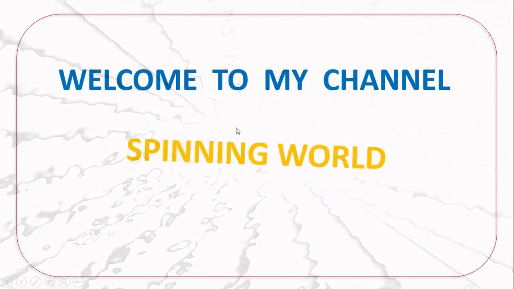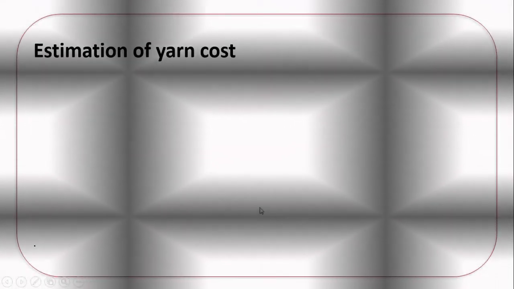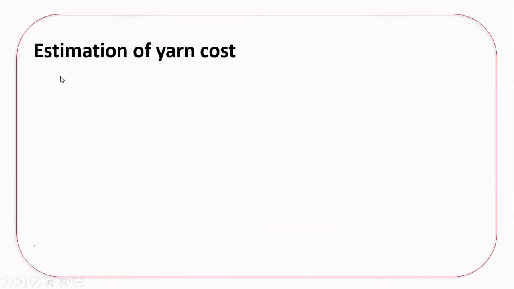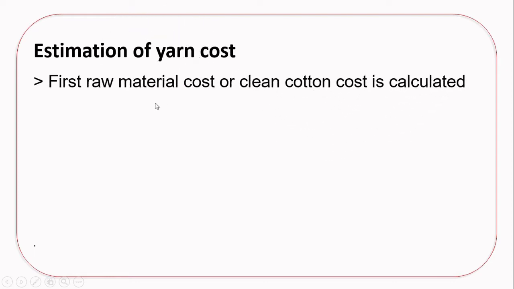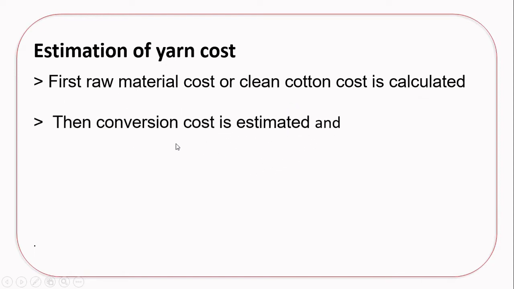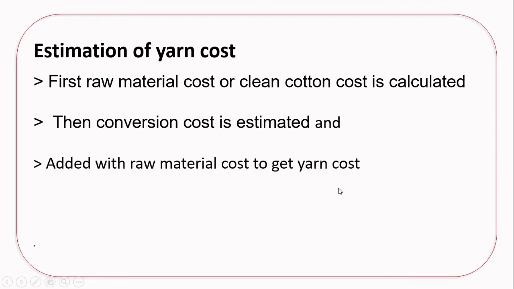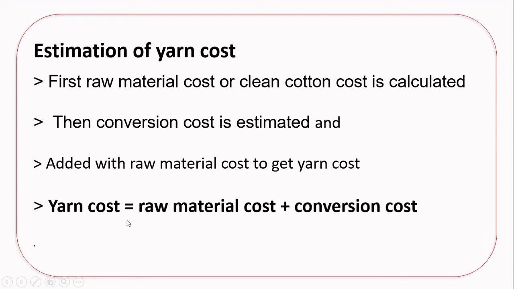Now I would like to explain yarn costing. In cotton spinning, we can see how we can calculate the yarn costing. What are the parameters required for yarn costing? Estimation of yarn cost: first, raw material cost or clean cotton cost is calculated, then conversion cost is estimated and added with raw material cost to get yarn cost. Yarn cost is equal to raw material cost plus conversion cost.